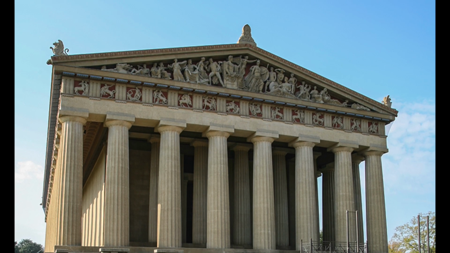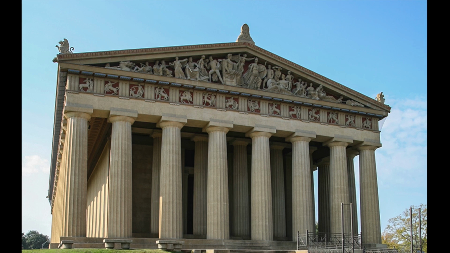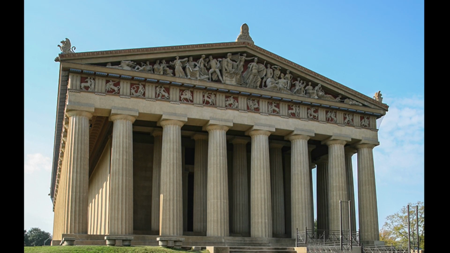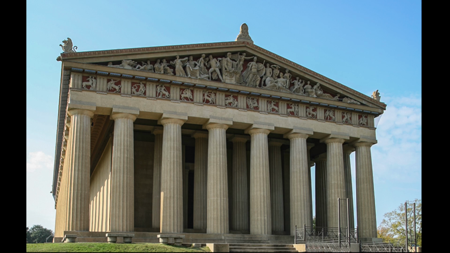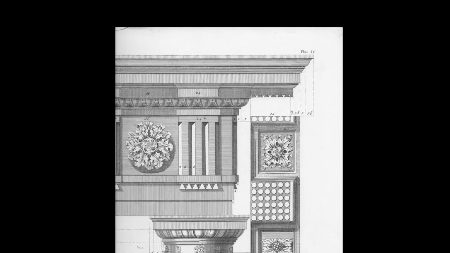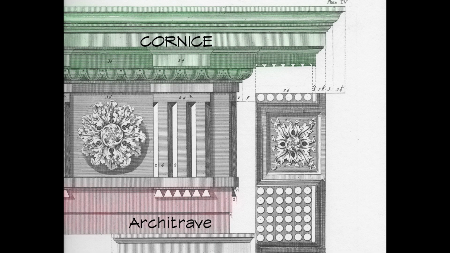The Parthenon is a perfect example of classical order. Notice how it's not really organic. It's an ideal representation of perfection. Now let's look a little bit closer at the structure of a classical order. A classical column supports a beam that's called an entablature, and the bottom of the entablature is called the architrave. The top of the entablature is called the cornice.